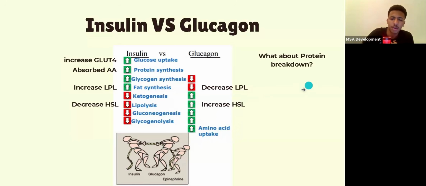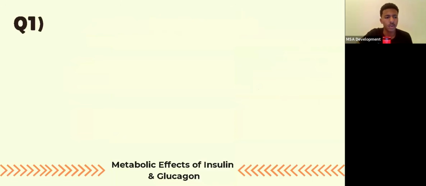Now, what about protein breakdown? It's not included in this. Would insulin increase protein breakdown or not? The answer is no. Insulin increases protein synthesis. Glucagon would increase protein breakdown. And I kind of gave you the reason before. It's because we want the amino acid precursors to be used in gluconeogenesis. So we're going to break down proteins, get the amino acids, put them in the liver, and then produce new glucose. Okay, now let's move on to question 1.